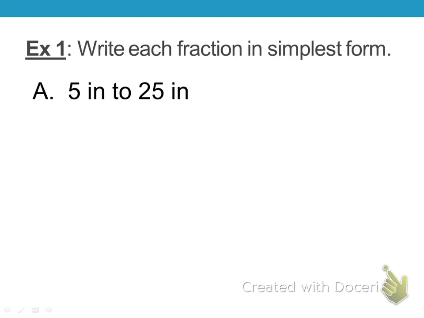All right, here is example 1. Write each fraction in simplest form. So first we're going to write it as a fraction. And then we're just going to simplify, so you can divide top and bottom by 5. And yes, you get 1 over 5. Or if you're saying it as a ratio, usually we use the word "to" in a ratio, so 1-to-5 ratio is how you'd say it. Questions?